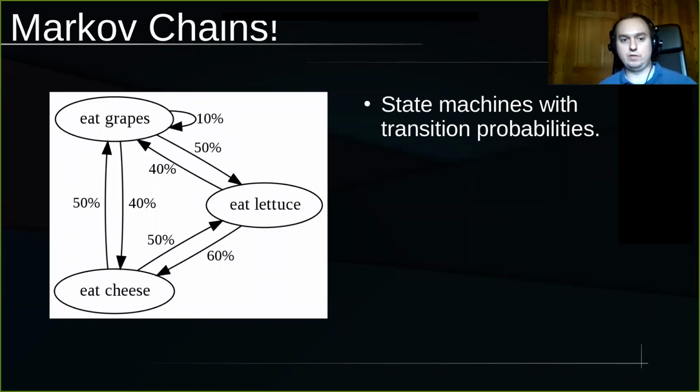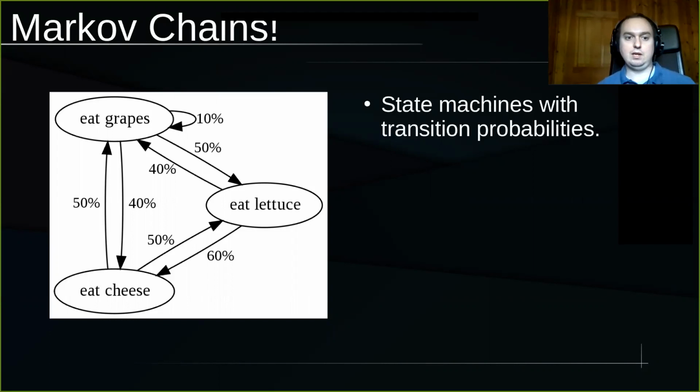So this picture, I took this off Wikipedia. This is the model for an animal that can eat grapes, lettuce, or cheese. The percentages define the probabilities for a given state to transition to another state. When you look at the arrows, for eat grapes, there's a 10% chance you'll go from eating grapes to still eating grapes, a 50% chance of going to eating lettuce, and a 40% chance of going to eating cheese.